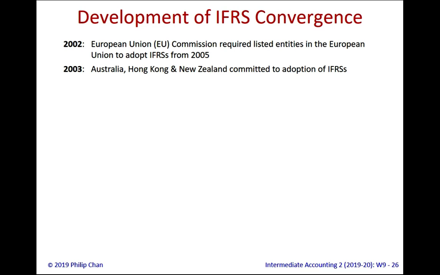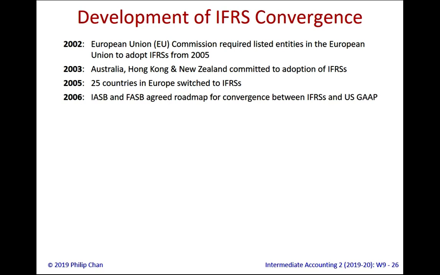And then in 2003, Australia, Hong Kong and New Zealand also committed to adopt the same IFRS, of course using their own versions. So what they did is adopt the IFRS into their local standards, word for word mostly. And in 2005, 25 countries in Europe switched to IFRS as well. In 2006, the IASB and the Financial Accounting Standards Board, which means the US, agreed a roadmap for convergence between the IFRS and US GAAP. China also adopted accounting standards substantially in line with IFRS, in name but not in substance at that time.